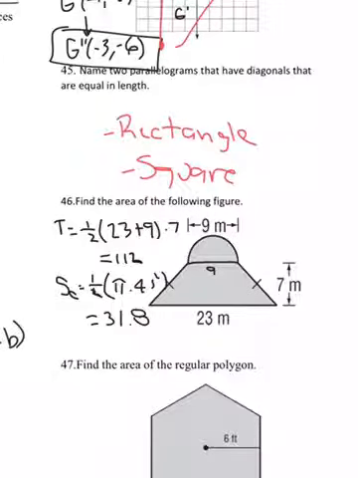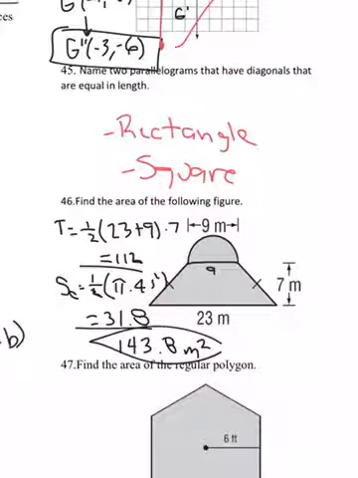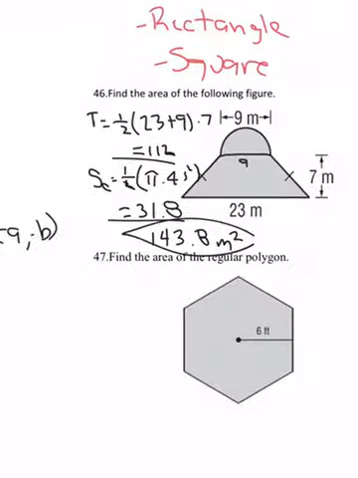That's going to give you about 31.8, so you add those together. You should get approximately 143.8 meters squared. All right. There was no edit there. I'm just going straight from 46 to 47. Nothing happened, I swear. Find the area of the regular polygon.